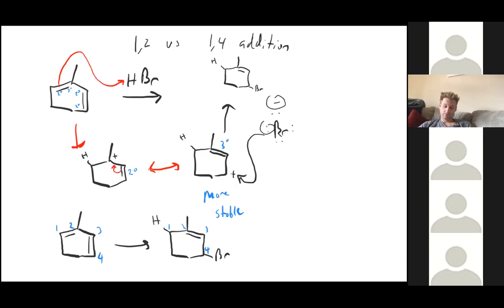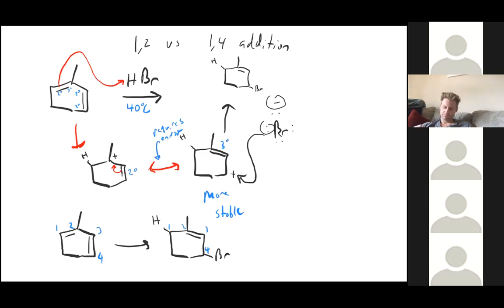So all of this is happening at usually elevated temperature. I think your book says around 40 degrees Celsius is when this occurs. A 1,2 addition is going to be where we do this in cold temperatures. So something we never really talk about is that resonance requires some energy to it. Typically at room temperature or a little bit above room temperature, this easily happens where you can do this kind of resonance.